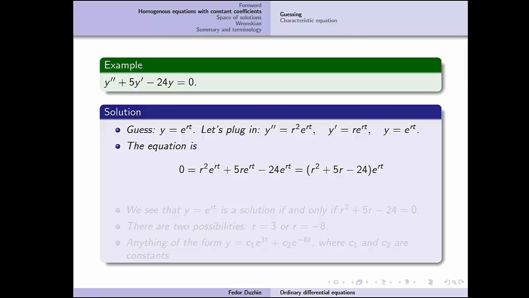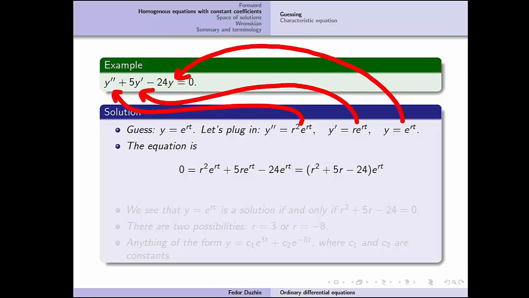What we did here is we take the expression for y double prime and plug it in as y double prime here, then we plug in y prime here, and plug in y. So that's what we did. Then notice that the equation is this. Sorry about that. So this must be equal to 0, since e to the rt can never be equal to 0.